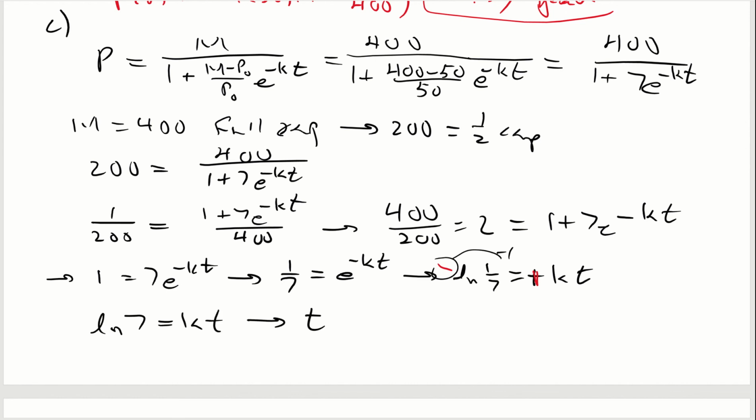So therefore t, the final answer, is take the natural log of 7 and divide it by, what am I doing? Oh, how long does it take? Divide it by k. Did we find k? Oh no.